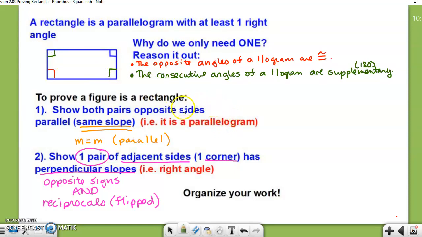Now, to prove that a figure is a rectangle, we're going to show that first it is a parallelogram. That's going to be step 1, same slope. And then one pair of adjacent sides is a corner. It has perpendicular slopes, opposite signs and reciprocals. Got 2 steps.